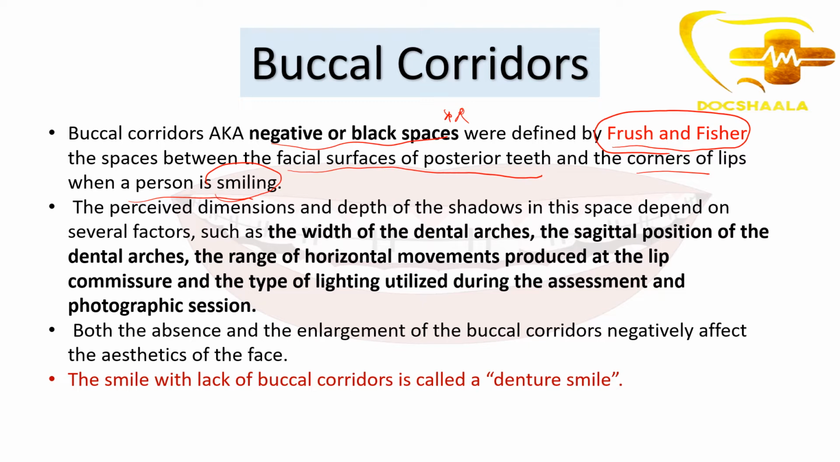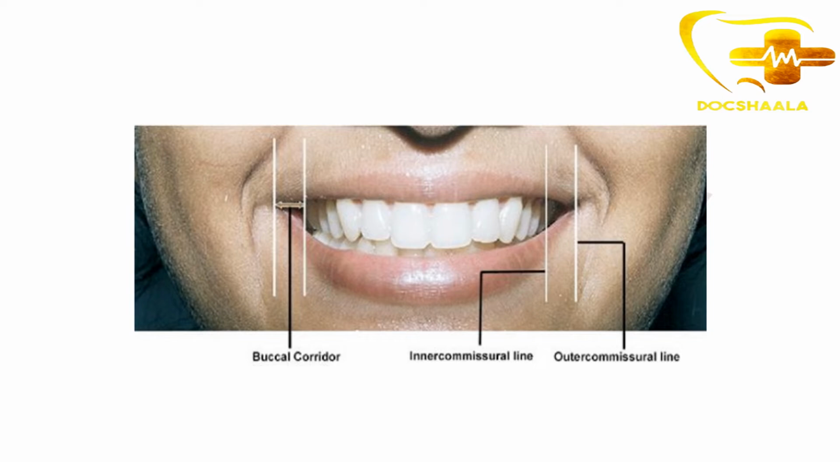Okay, the perceived dimensions and depth of the shadows in the space depend on several factors, such as the width of the dental arches, the sagittal position of the dental arches, the range of horizontal movements produced at the lip commissure, and the type of lighting we use during the assessment and photographic session. So both absence and enlargement of buccal corridors negatively affect the aesthetics of the face. That's why we keep in mind, while designing the smile, to have an optimum amount of buccal corridor visible. The smile with a lack of buccal corridor is known as a denture smile. So this is what a buccal corridor is.